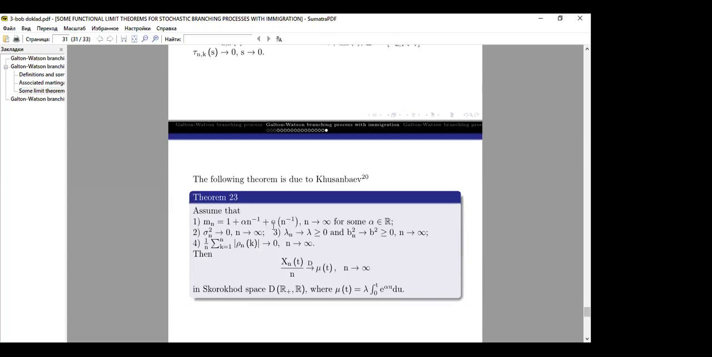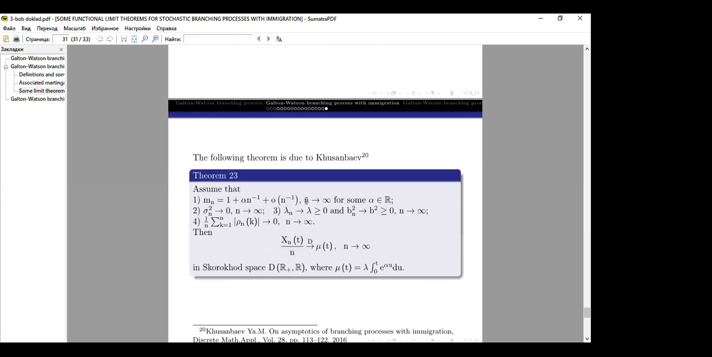The following theorem is due to Sambaev. He assumed that under four conditions we have this convergence, where MT is a deterministic function. This is a deterministic function, yes.